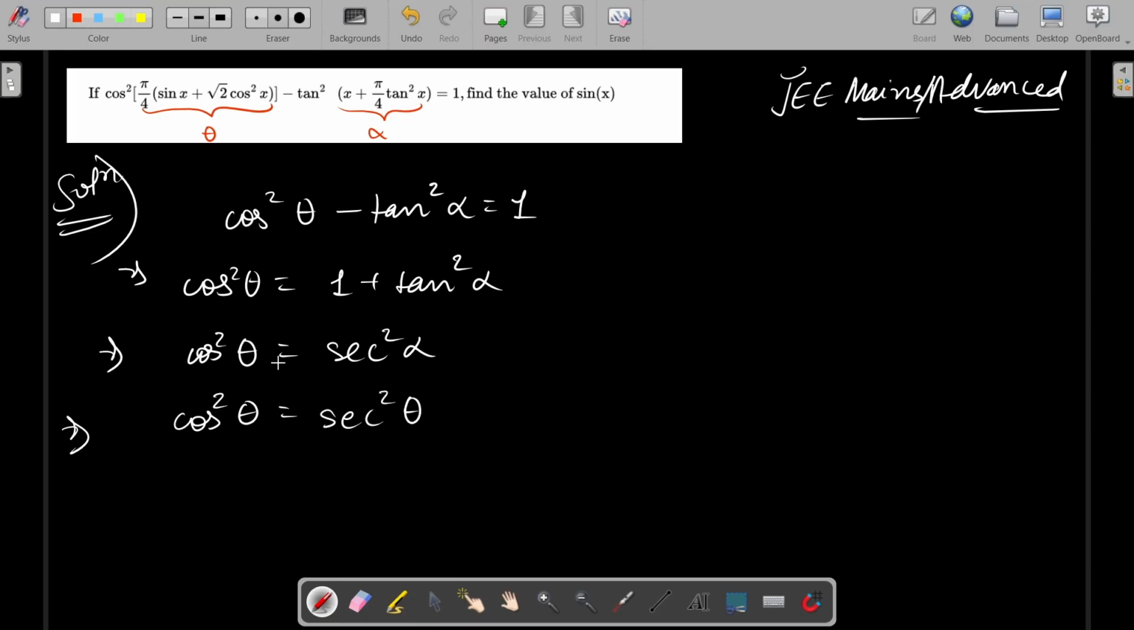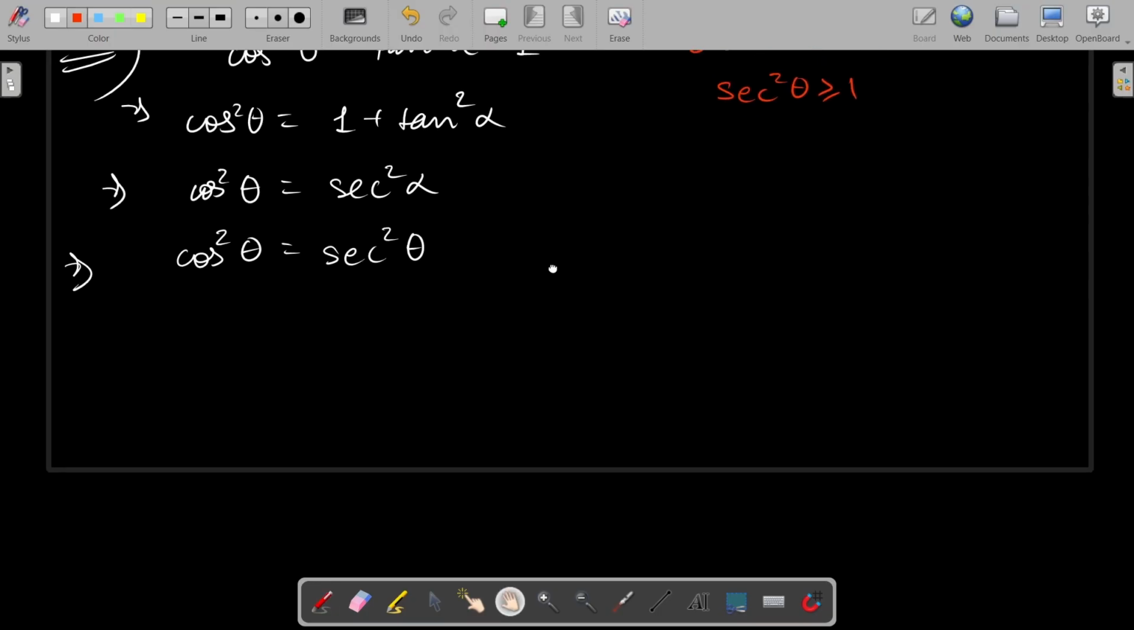I just rewrote this. Now, I want you to realize the range of cos²θ: 0 ≤ cos²θ ≤ 1. If you look at the graphs of cos² and sec², cos² always lies between 0 and 1, including 0 and 1, and sec² always lies between 1 and infinity, including 1. So the only way these two can be equal is when both of them are equal to 1, right? So let's just write that.